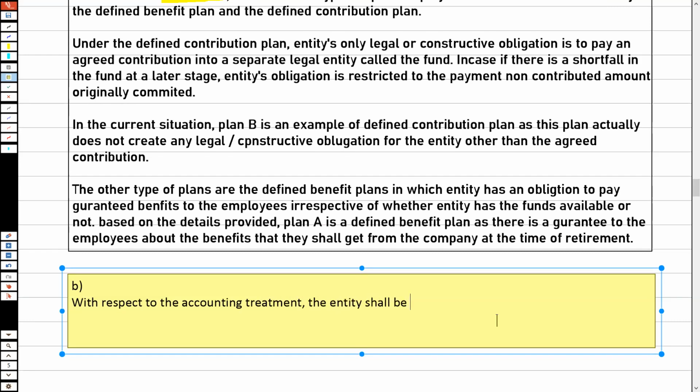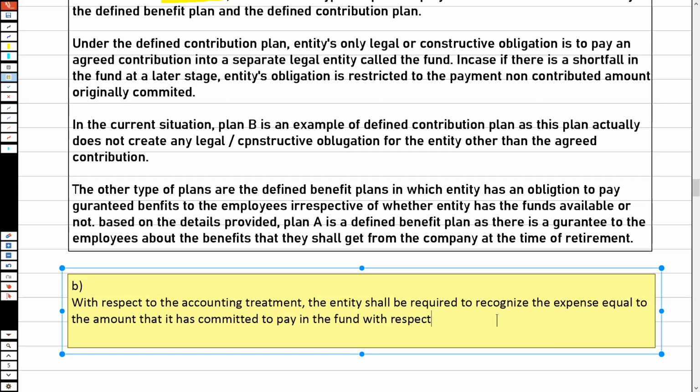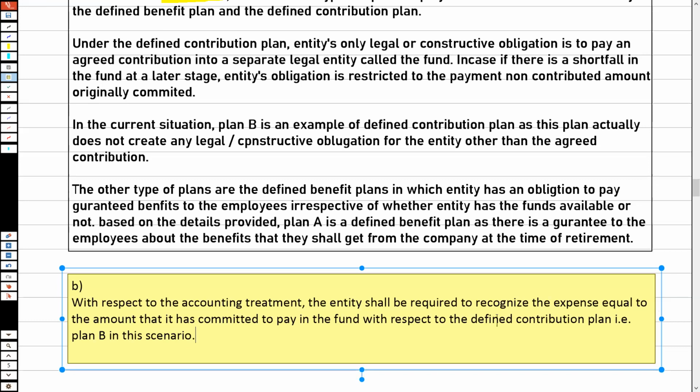the entity shall be required to recognize the expense equal to the amount that it has committed to pay in the fund with respect to the defined contribution plan, that is plan B in this scenario. The expense is to be recognized, and any unpaid amounts shall be recognized as liability.